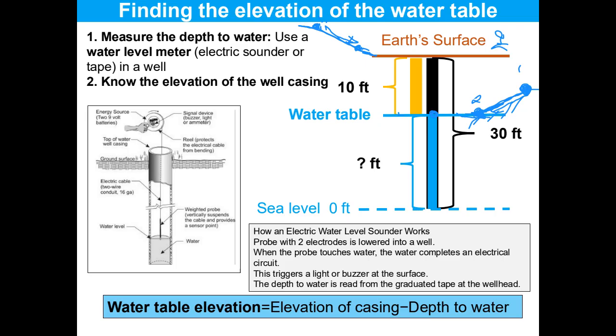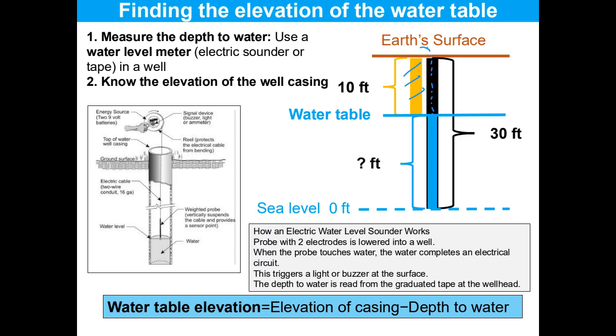So how can you do this? The first thing, you have to measure the depth to water. So you drill a well, for example, up to here, and you use an electric water level sounder. You drop it in the well, all the way here until it touches the water. This probe has 2 electrodes, and it's lowered into the water, into the well. Okay?